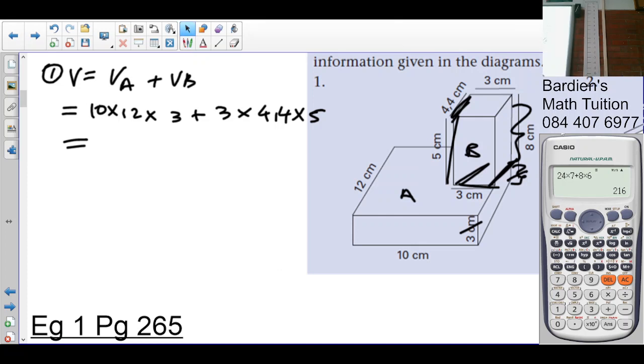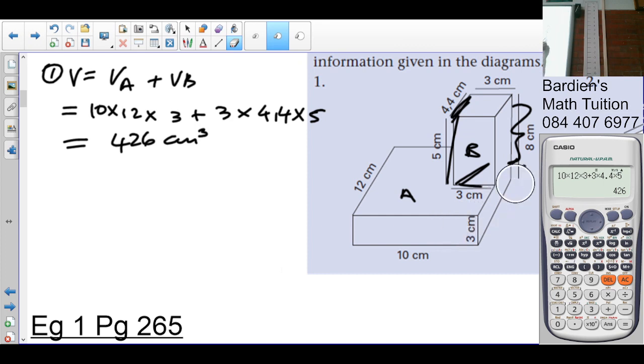The volume is going to be 10 times 12 times 3 plus 3 times 4.4 times 5. It's going to be 426 centimeters cube. Do you guys understand? Is there any confusion here? Okay.